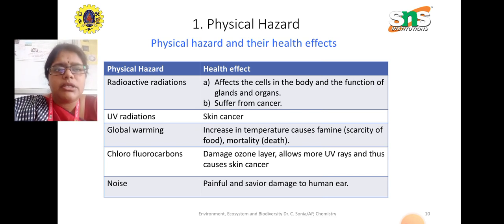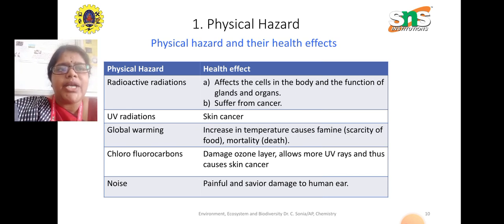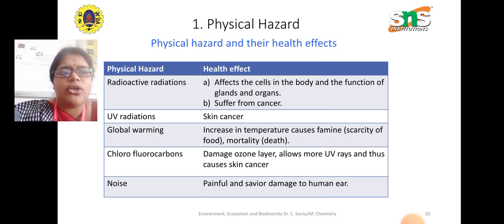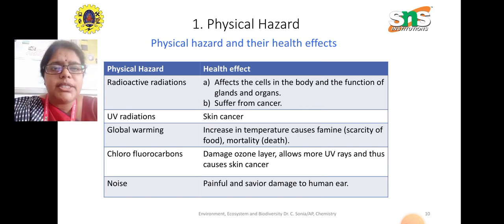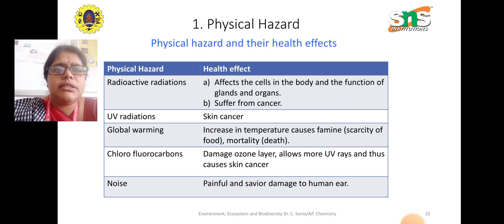Radioactive radiations affect the cells in the body and the function of the glands and organs. And it may also cause cancer. Ultraviolet radiation causes skin cancer. So due to the depletion of the ozone layer, the UV rays come and directly attack the skin.